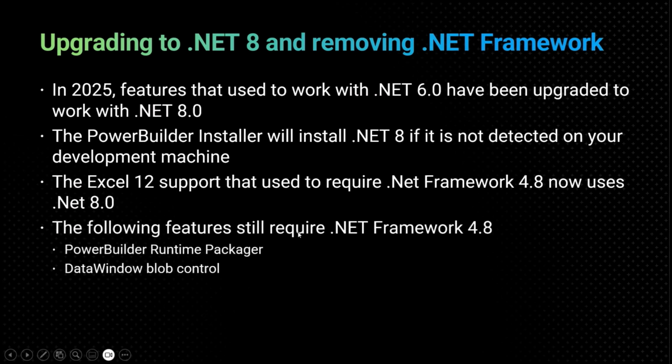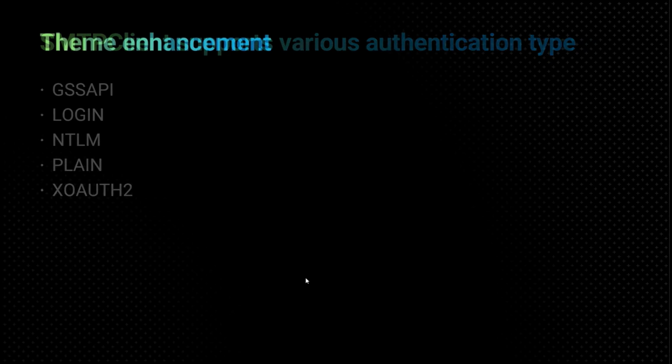However, the following features still require .NET Framework 4.8. The PowerBuilder Runtime Packager, so that's more of an issue for you, not your end users. And the DataWindow Blob Control. Now, that one would impact your end users. So if you're using DataWindow Blob, they would still have to have the .NET Framework 4.8 installed. Your end users, that is. The SMTP client now supports a number of other authentication types, including NTLM, plain, and XOAuth2.